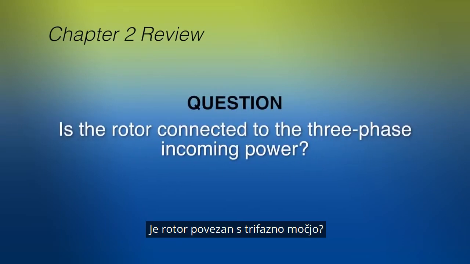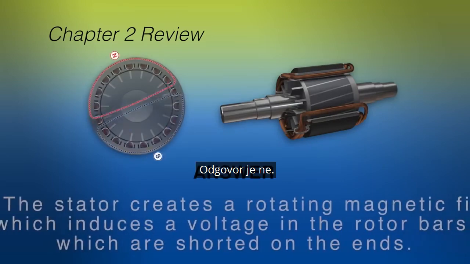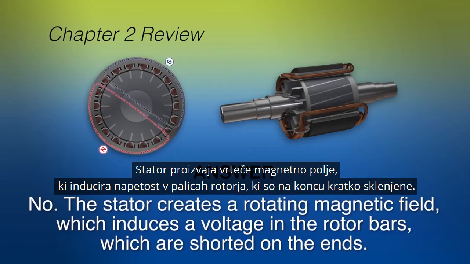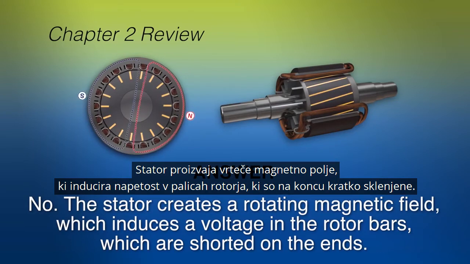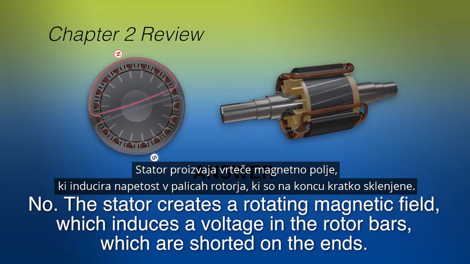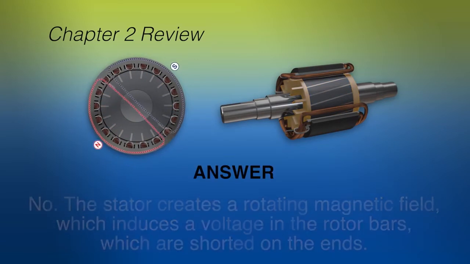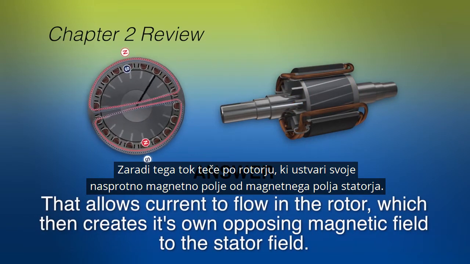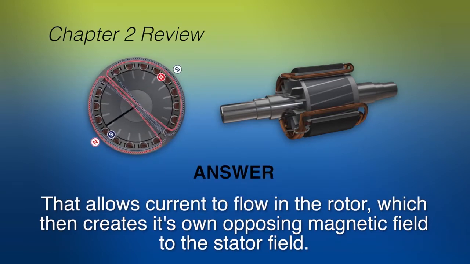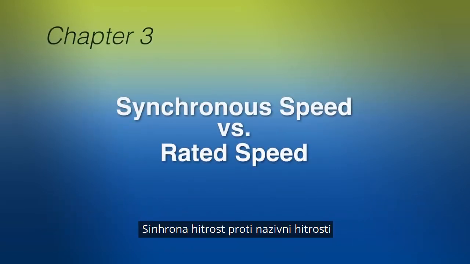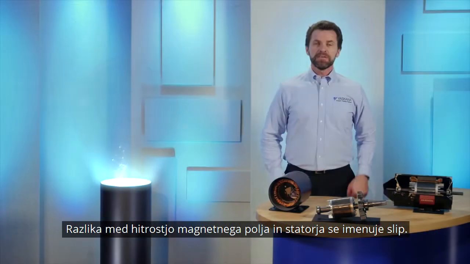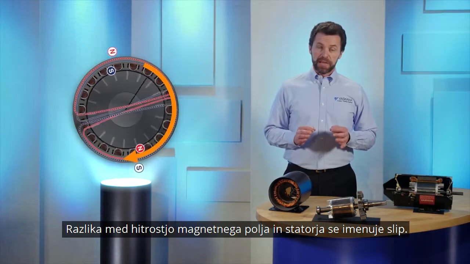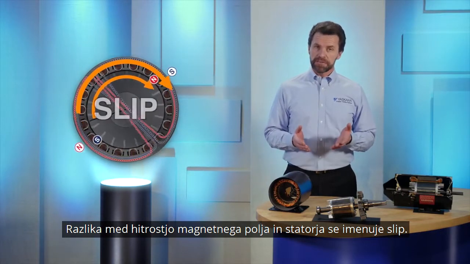Is the rotor connected to the three-phase incoming power? The answer is no. The stator creates a rotating magnetic field, which induces a voltage in the rotor bars, which are shorted on the ends. That allows current to flow in the rotor, which then creates its own opposing magnetic field to the stator field. The difference between the speed of the magnetic field and the speed of the rotor is called slip.